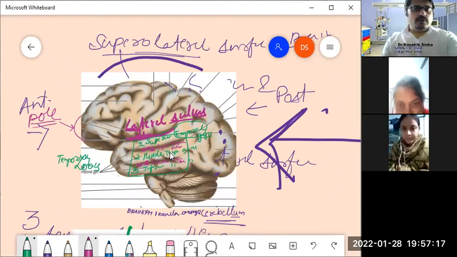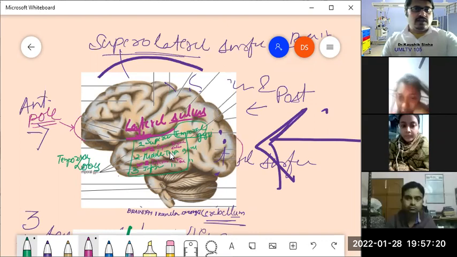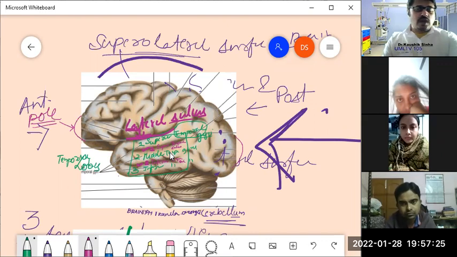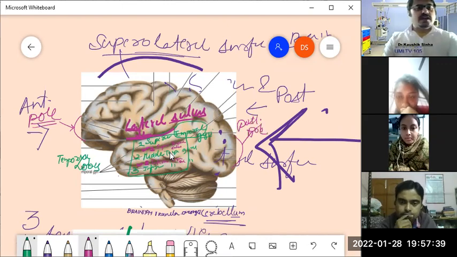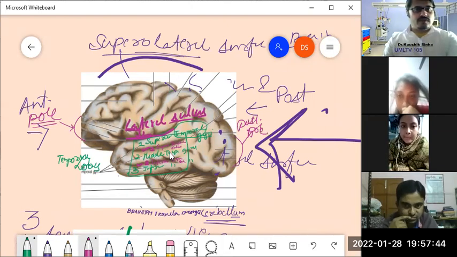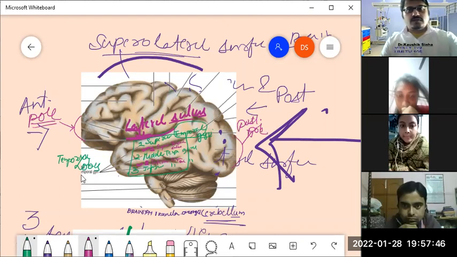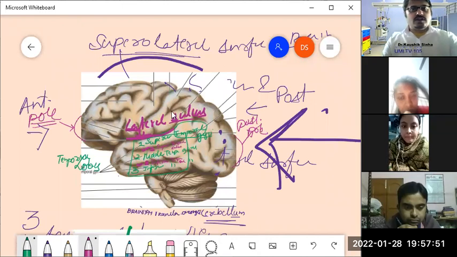Accordingly, if we move out to the posterior side, the inferior border is in junction with the superior border in this particular pole, and this pole is known as the posterior pole. Understood? What is anterior pole and what is posterior pole? Is this clear?